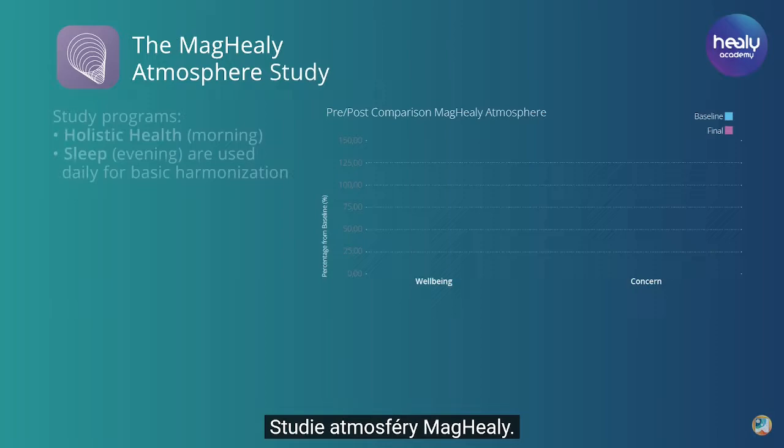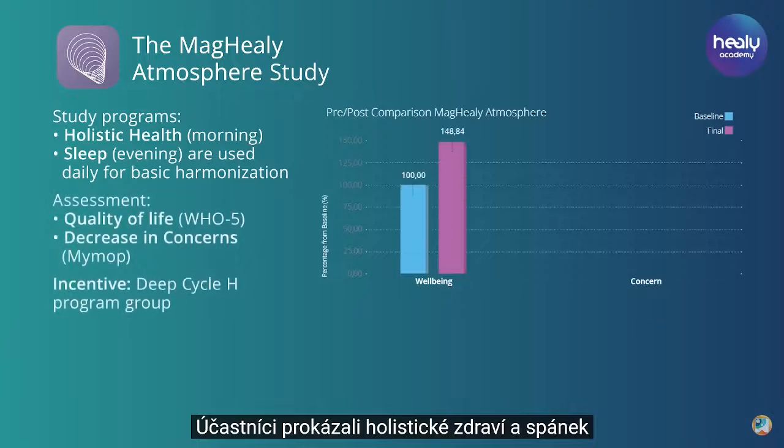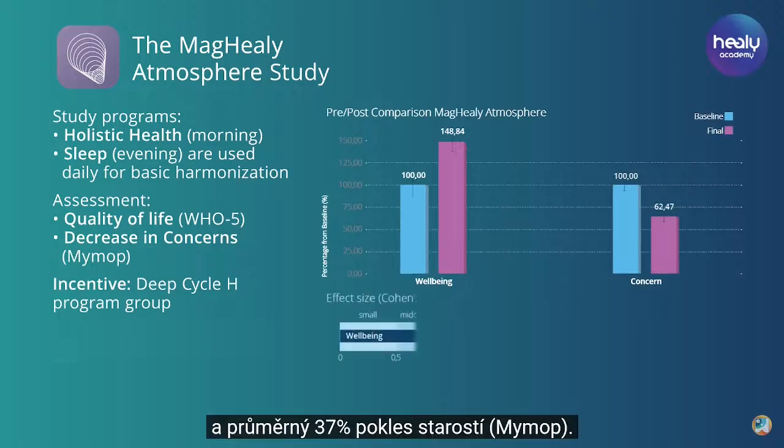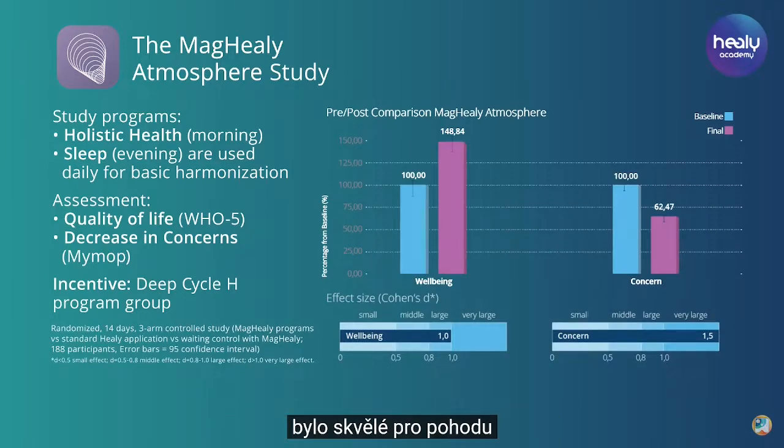Maghealy Atmosphere Study. In a study on the Maghealy Atmosphere program's holistic health and sleep, participants showed an average 48% increase in well-being on the Quality of Life Assessment, WHO-5, and an average 30% decrease in concerns, MIMOP. The effect size of this randomized, 3-arm controlled trial with 188 participants was large for well-being and very large for decrease in concerns.